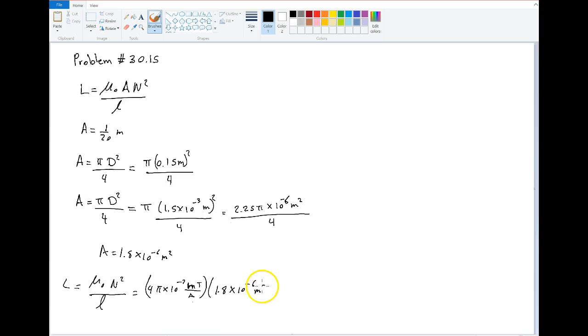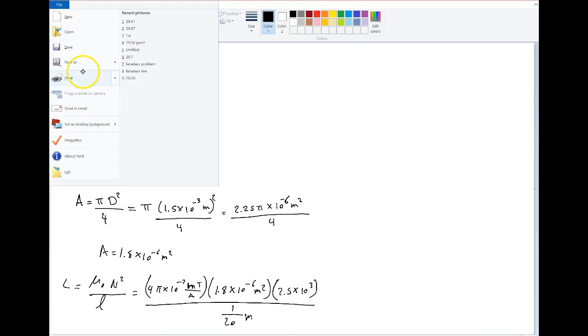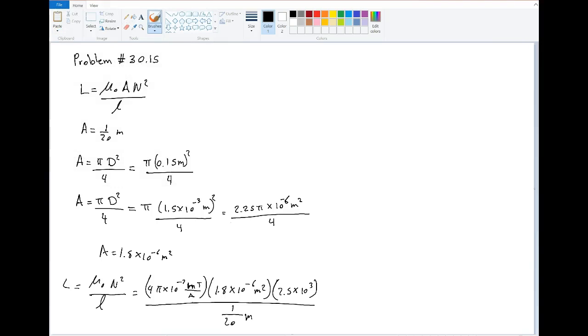The meters cancel here. You've got Teslas times meters squared, that's a Weber. A Weber per amp is a Henry. The unit for inductance is the Henry. I don't believe you got this proved. Okay, so yeah, the units are good.